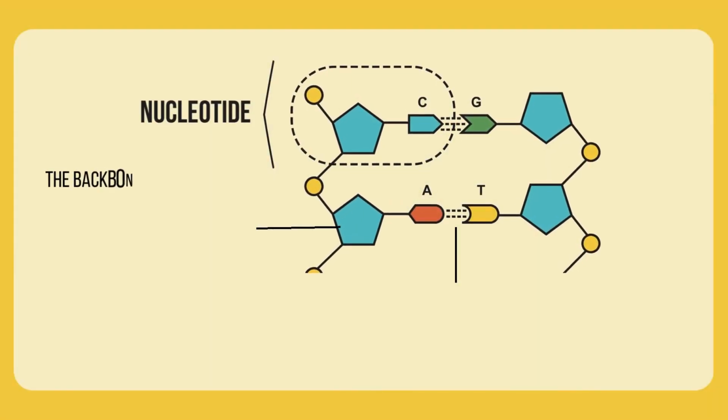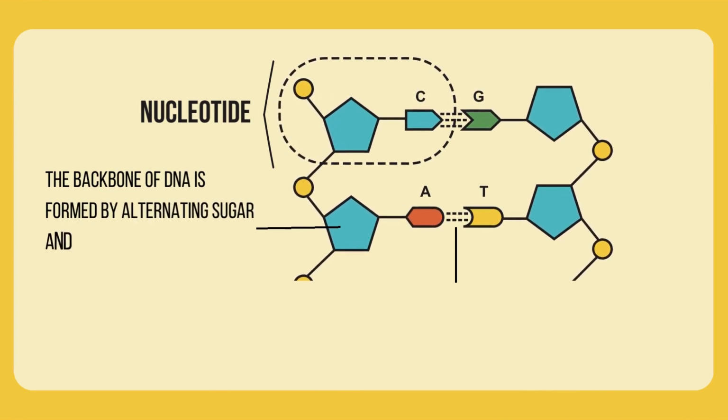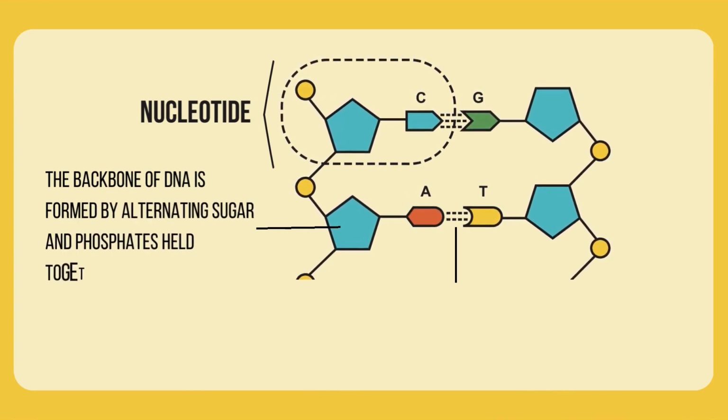Now what is nucleotide? Nucleotide, the backbone of DNA, is formed by alternating sugar and phosphate held together by a strong bond. This sugar and phosphate are joined together by a strong bond, which is known as phosphodiester bond. It is a very strong bond and it is one nucleotide.